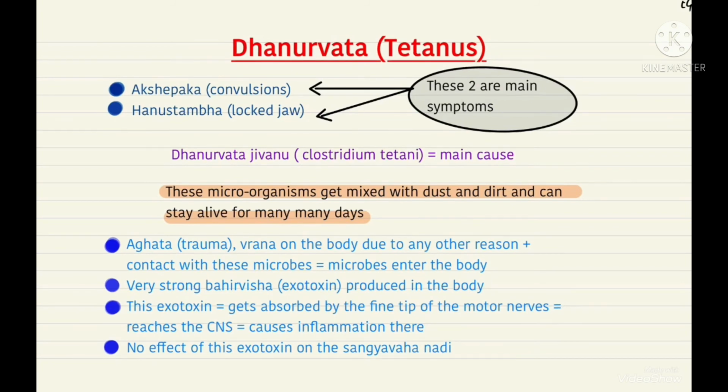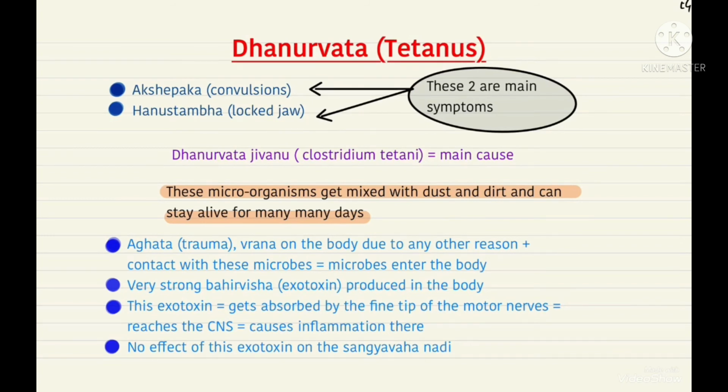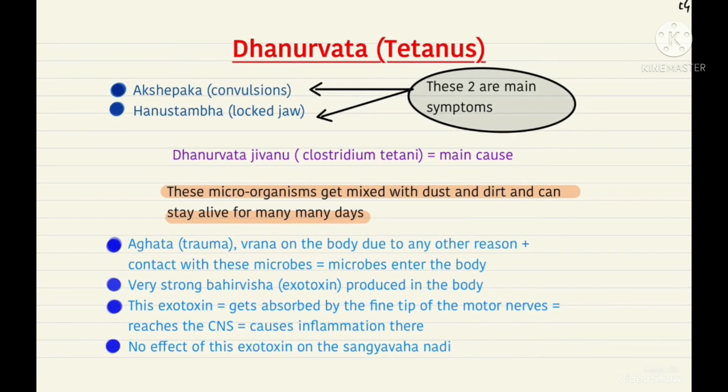Now let us see what Dhanurvata, or tetanus, is. The two main symptoms of Dhanurvata are Akshepak, that is convulsions, and Dhanustambha, that is locked jaw. Now, Dhanurvata Jivanu, that is Clostridium tetani, is the main cause of this disease. Jivanu means microbes, so the Dhanurvat microbes are known as Clostridium tetani. This is an important MCQ here, and that is the main cause of Dhanurvata.